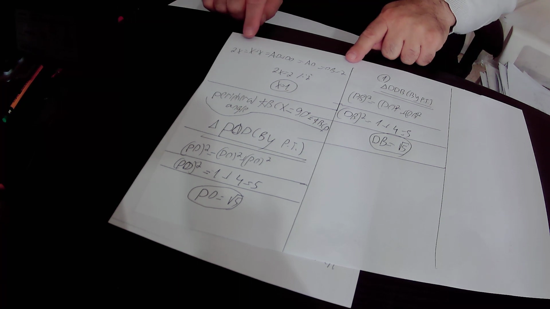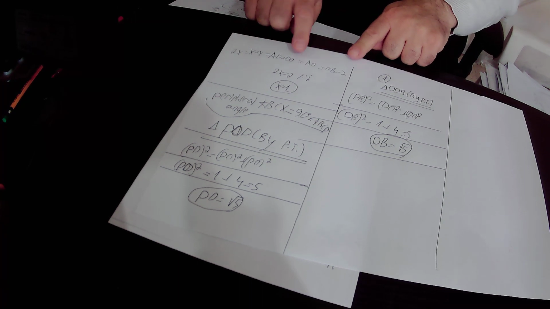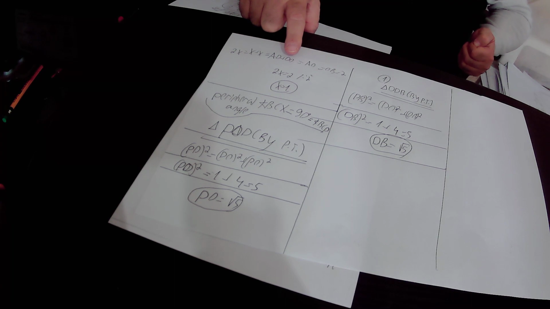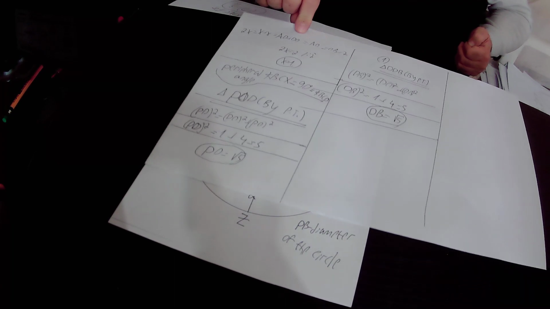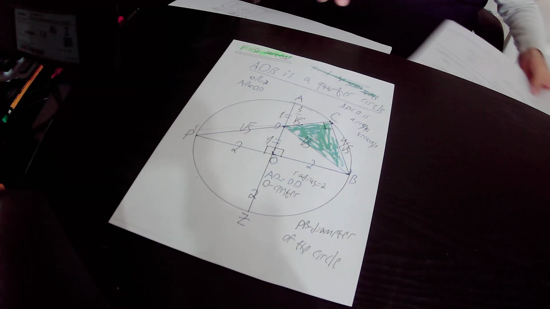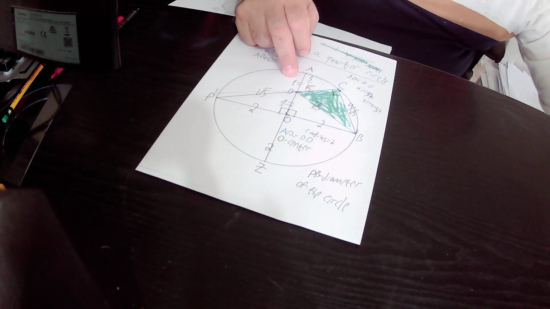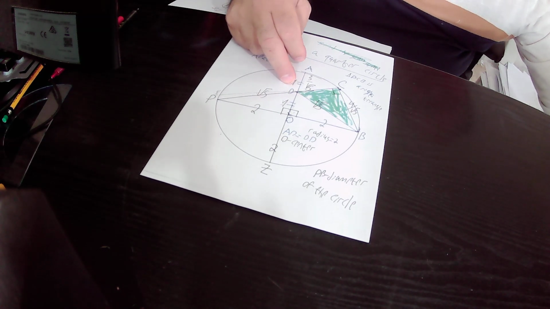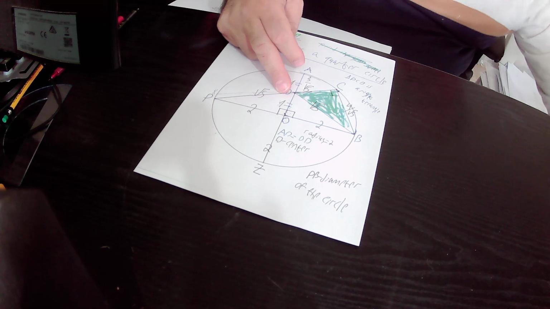From this equation, we derive that 2x equals 2. We divided this equation by 2 and found that x equals 1 unit. So here, AD that is equal to x equals 1 unit, and DO that is also equal to x is also equal to 1 unit.